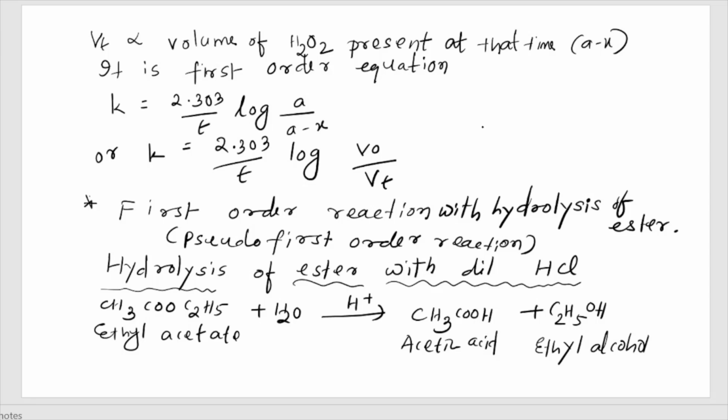Now the important one is the pseudo first order reaction. You will see the first order reaction with hydrolysis of ester. In the hydrolysis of ester, water is also used, and water is used in large excess, so its value is taken as constant, and so it is called a pseudo first order reaction. Example: ethyl acetate plus water in presence of acid gives acetic acid, CH3COOH, and ethyl alcohol, C2H5OH. Then we will see how it acts as a pseudo first order reaction and what the first order reaction formula is.